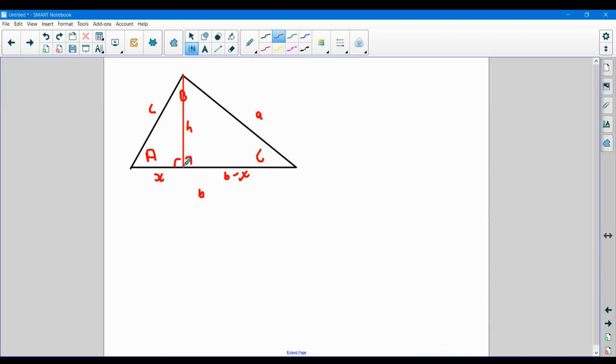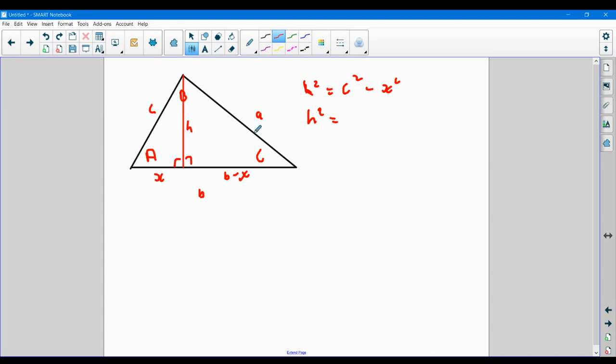Inside this triangle here, the smaller one, I'm going to make up an equation with Pythagoras, which you're going to start with h squared. Now h squared is equal to the hypotenuse, which is c squared minus x squared. So that's one equation using Pythagoras. I'm going to take the second triangle here, the bigger one, and make up another equation. This is a little bit more complicated.